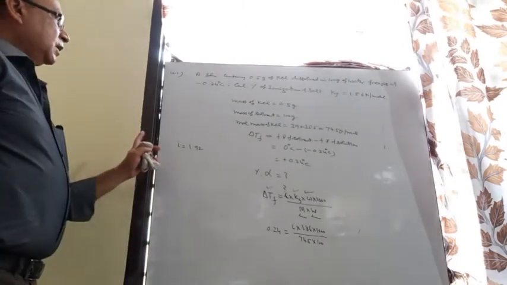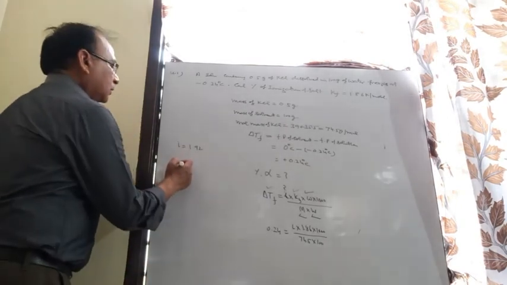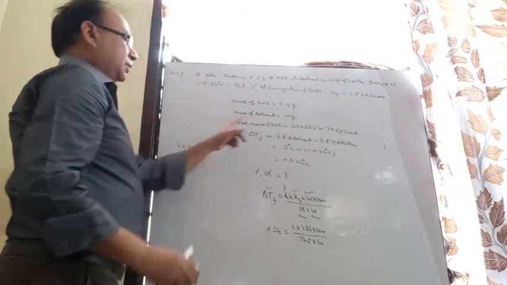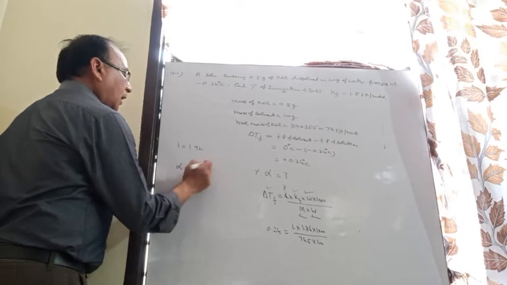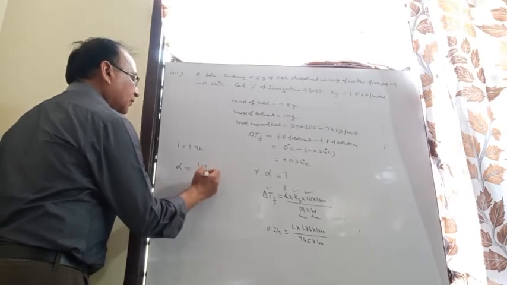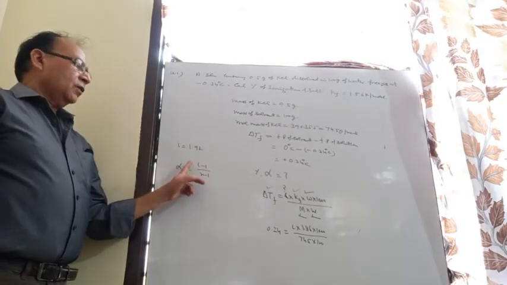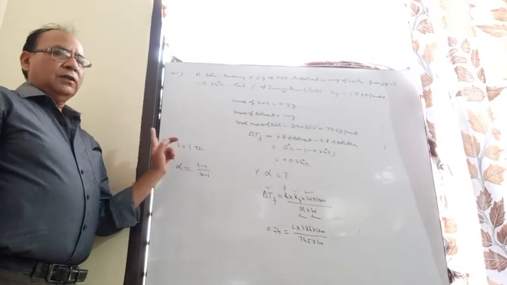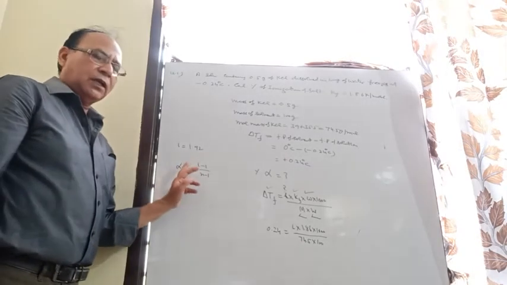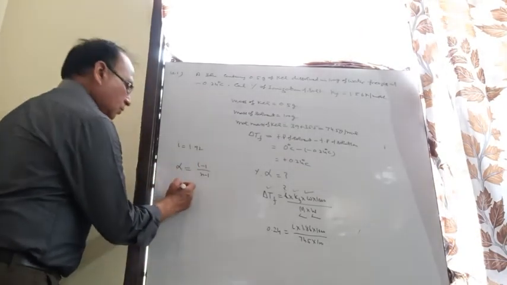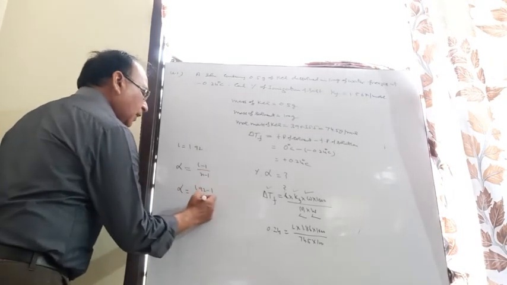Now we can use a formula showing the relationship between i and alpha. As we know, this compound undergoes dissociation. So alpha equals i minus 1 over n minus 1. This is the relationship between the degree of dissociation and the van't Hoff factor when the solute undergoes dissociation. So we can use this formula directly. Alpha is to be calculated: i value is 1.92 minus 1, over n minus 1.